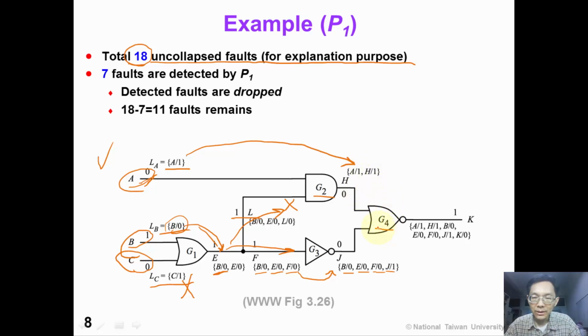Now let's consider this NOR gate. Because both H and J are non-controlling value, we take the union of LH and LJ. Finally, we add K stuck at 0. So now we have 7 faults at the primary output. So these 7 faults are detected.